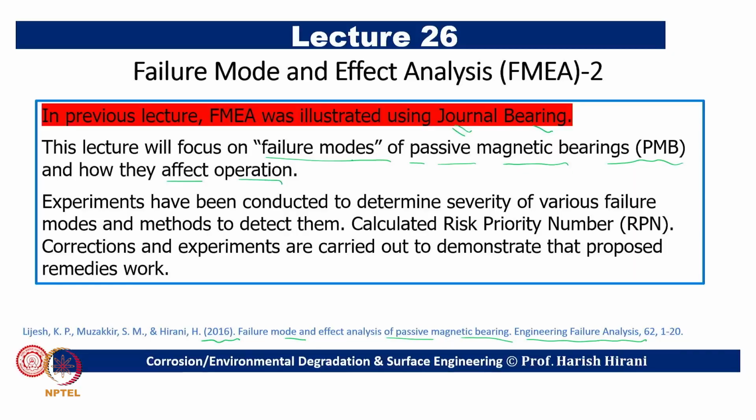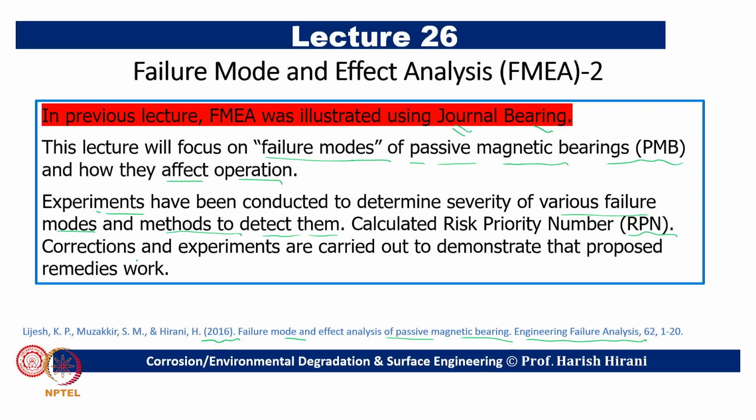We will not go into very sophisticated mathematical models or the finite element models really required for magnetic calculation. In this case we did some experiments to figure out the severity of the failure modes and, in addition, how to detect them. These are the two important aspects: first figure out the failure modes, then how to detect them. Based on those calculations we figure out the RPN number, which is a major factor to understand the failure mode and effect analysis.